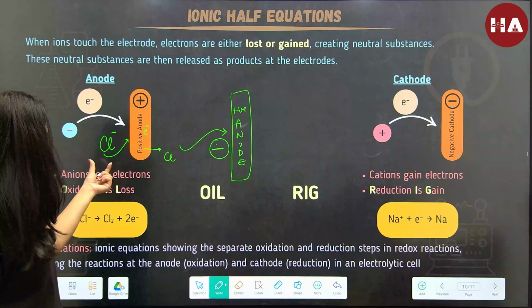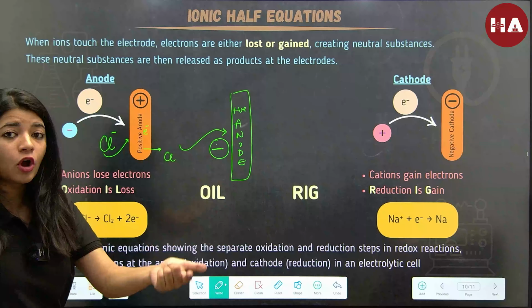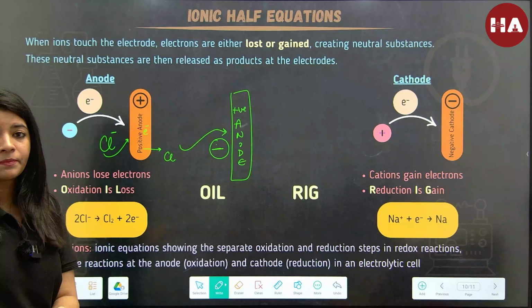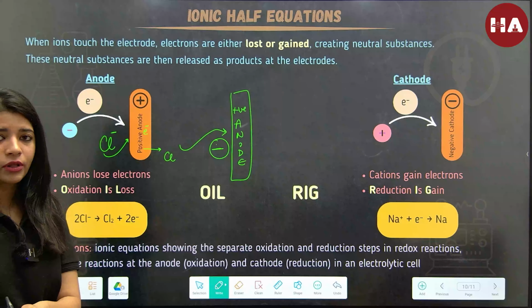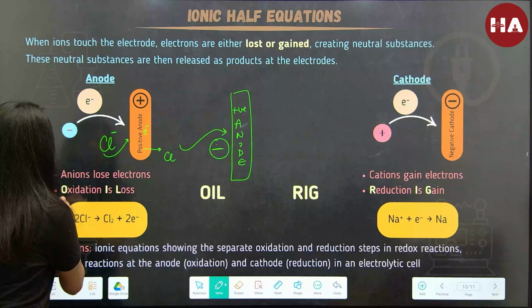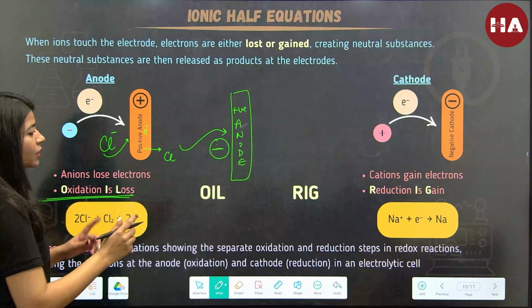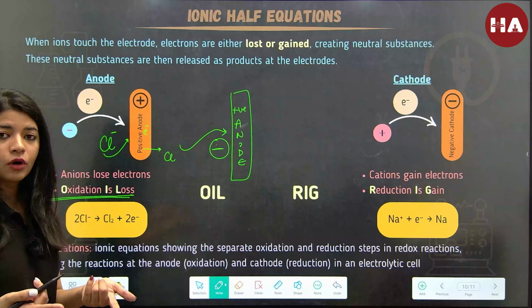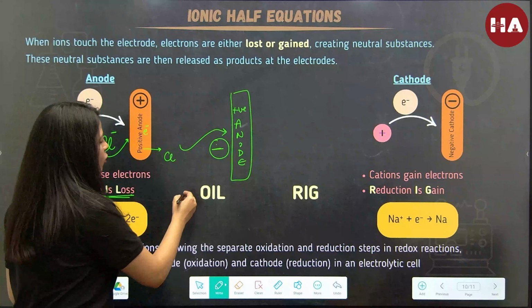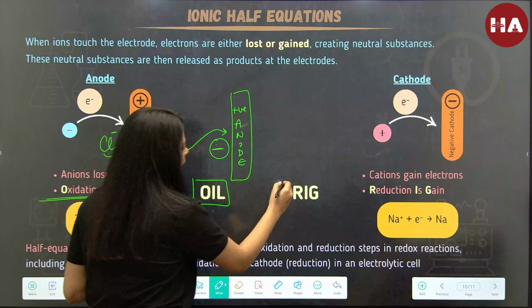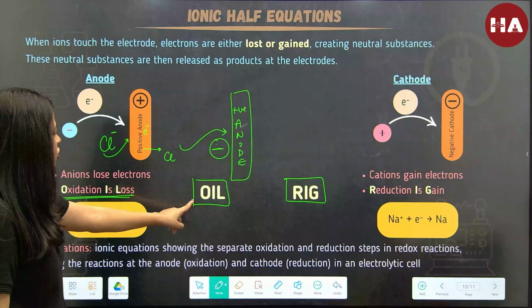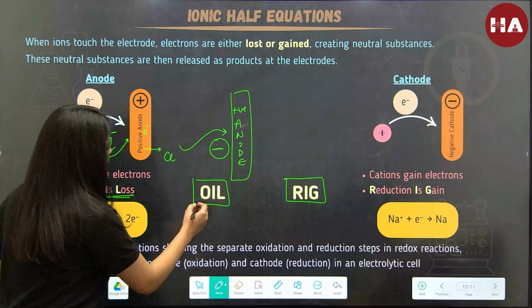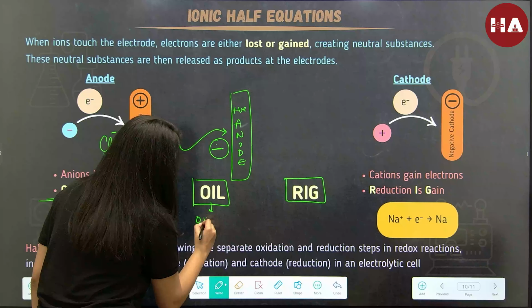This will happen, and this process of losing electrons is known as oxidation. Okay, so what is oxidation? Oxidation is loss of electrons, right? Now, here we have also mentioned this. There is another mnemonic to remember this, and the mnemonic is OIL RIG. What does it mean? It means oxidation is loss.